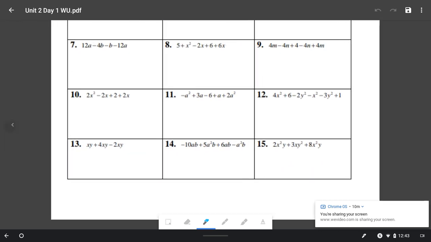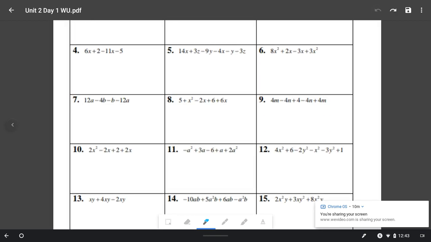So let's go to the back. Oopsie. Whoop. Let's not draw on that. Not yet. Oh, geez. All right.